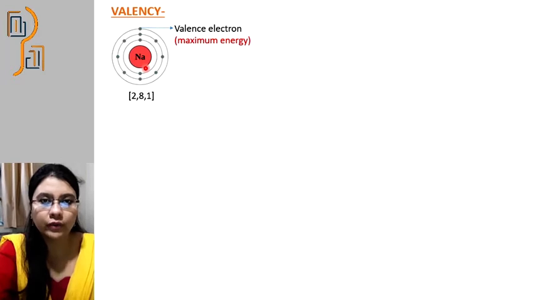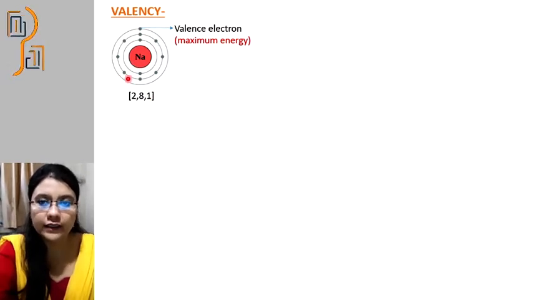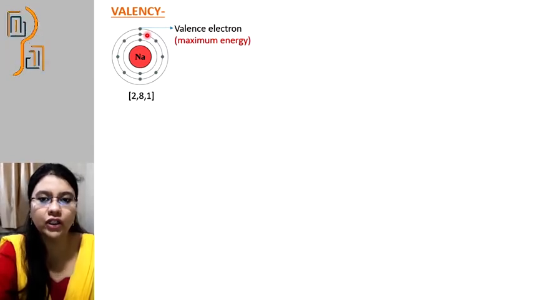Here, sodium has the electronic configuration of 2, 8 and 1. That means in the first shell, it will have 2 electrons. In the second shell, there are 8 electrons. And in the last shell, which is called the valence shell, will have 1 electron. And that electron present in the valence shell was termed as valence electron. And that possessed maximum energy.